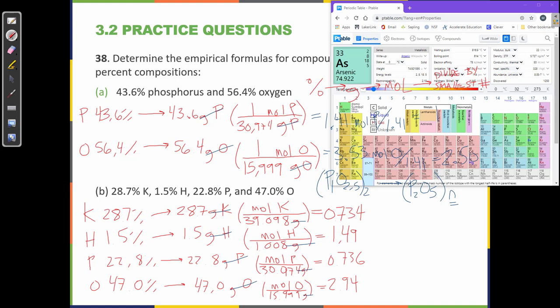All right, so we divide all of these by the smallest. 0.734 is the smallest. 0.734, 0.734, 0.734. So that gives me 1. This looks like 2.